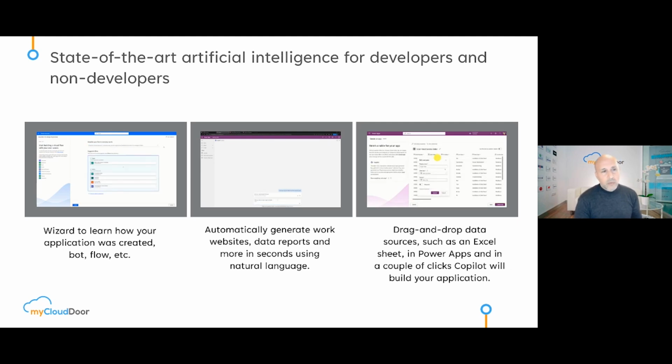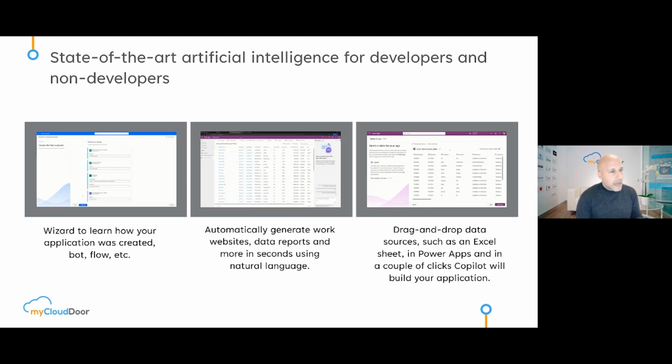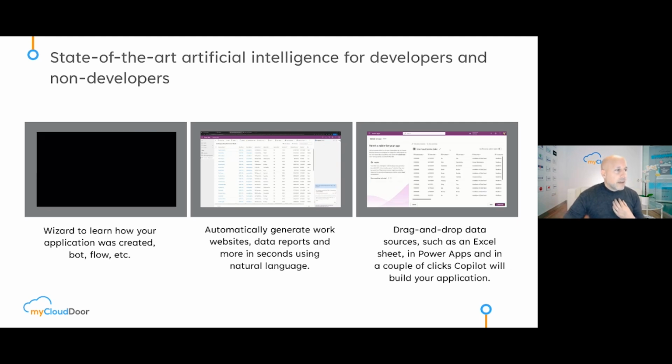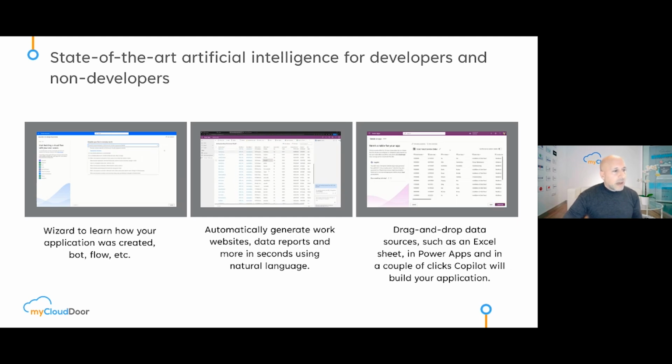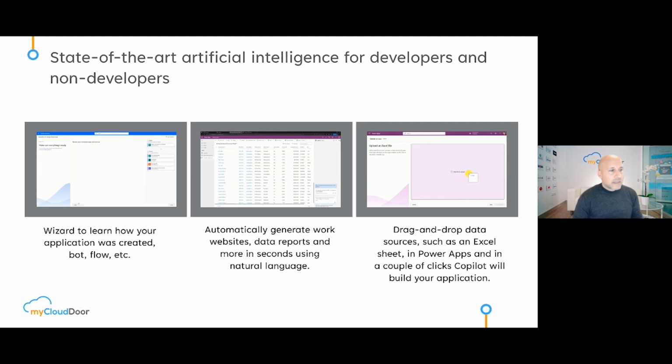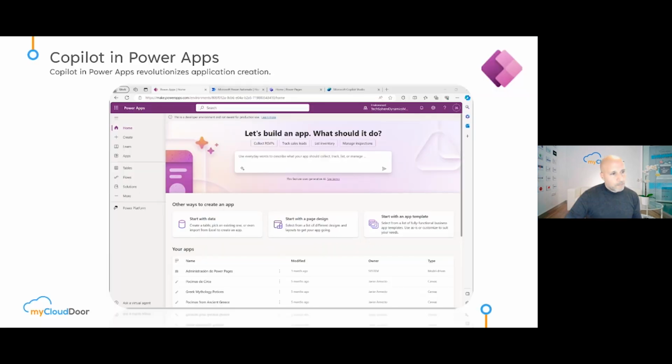We can find it as a wizard to learn or to help apps generate a website with natural language or create an app with a few clicks. For example, we can see a wizard for Power Automate, for automatically generating a website with Power Pages, or drag and drop data sources such as an Excel sheet in Power Apps. Next, we are going to explore the capabilities of Copilot. Let's start with Copilot in Power Apps.